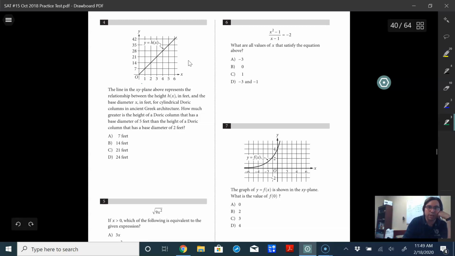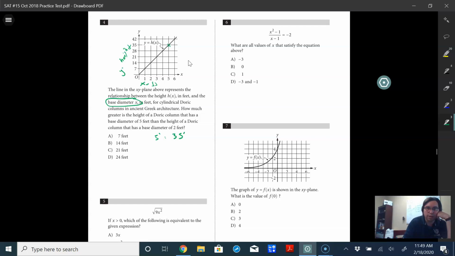We know this has to be x, right? Because x is down here, which is feet, and then y has to be the height, right? Doric columns and base diameter in x feet for cylindrical Doric columns in ancient Greek architecture. How much greater is the height of a Doric column that has a base diameter of 5 feet? Again, base diameter is related to the x here. So 5 feet base diameter, we see that is going to be right there.